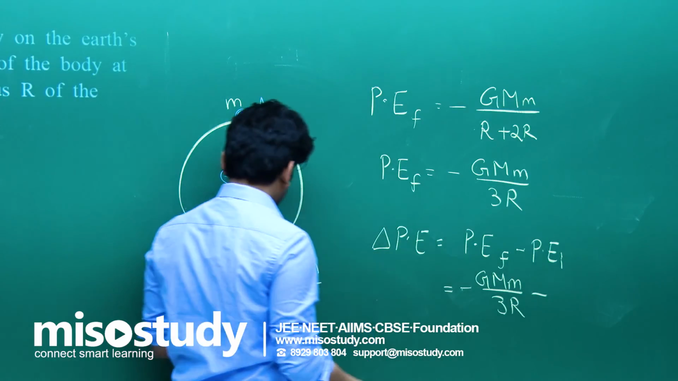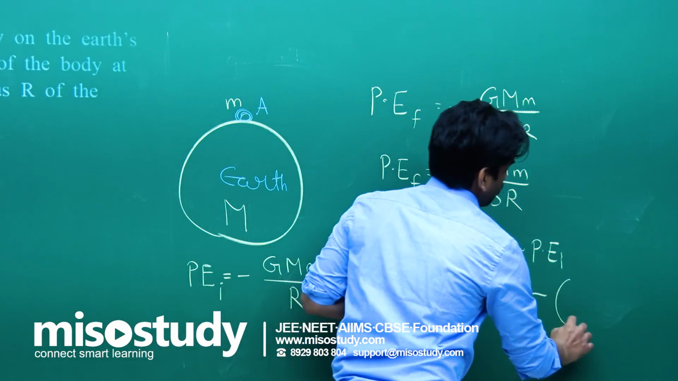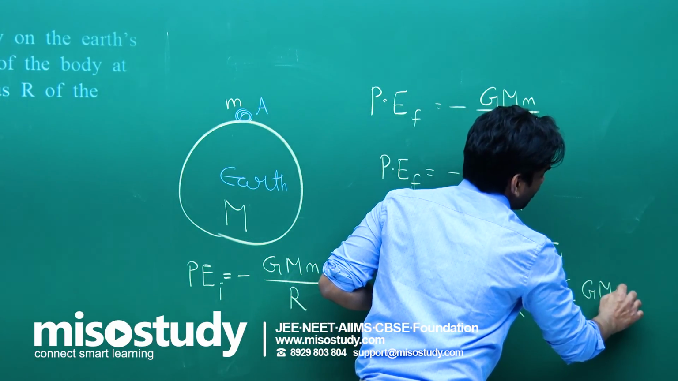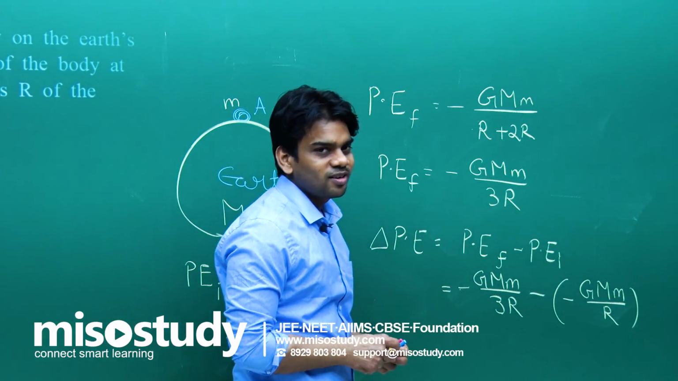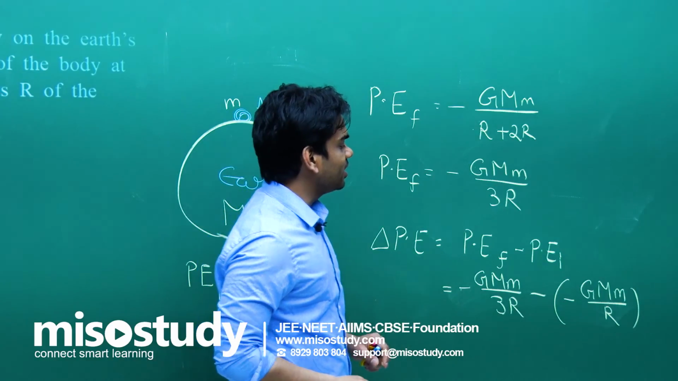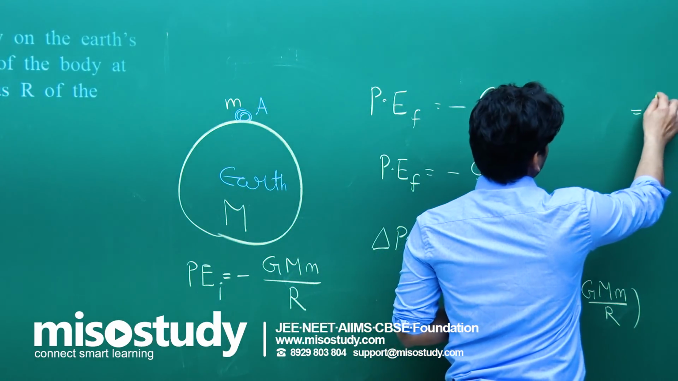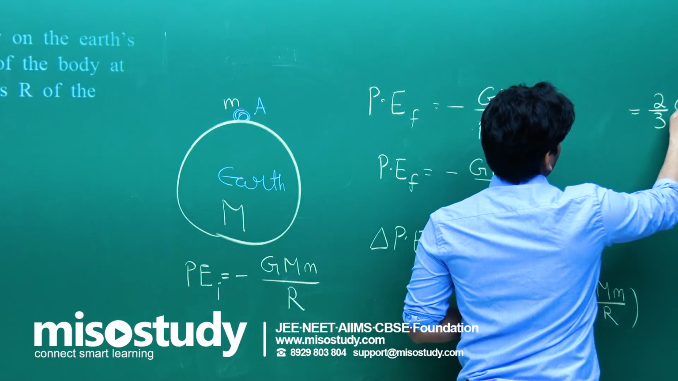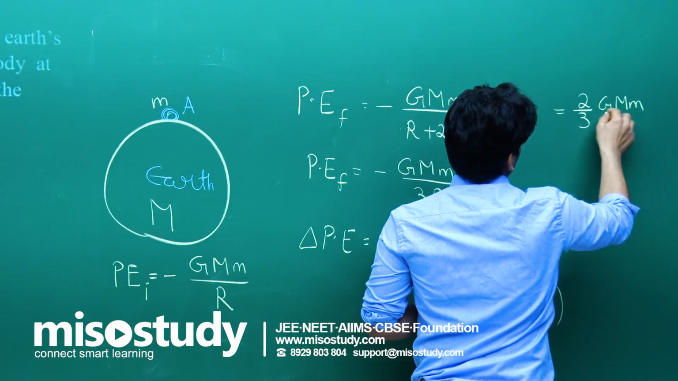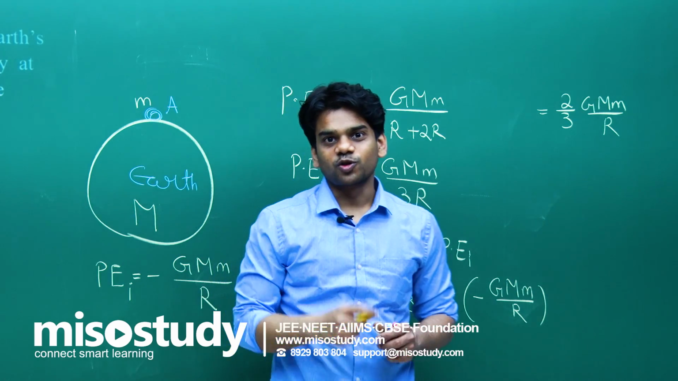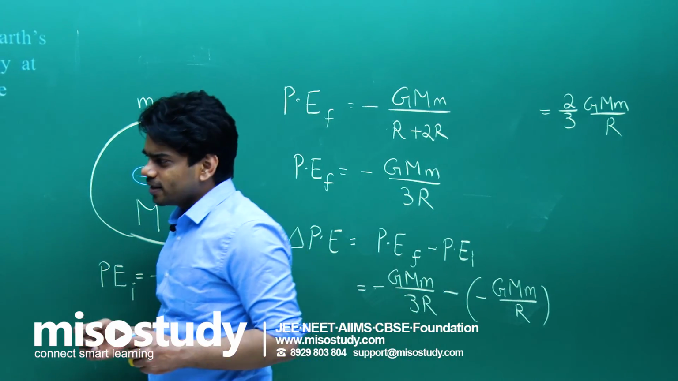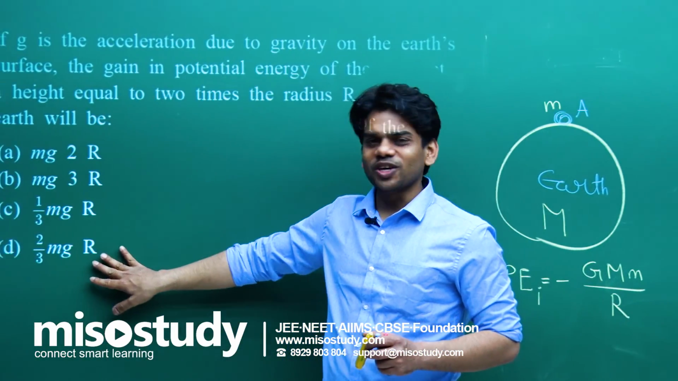minus, then this is minus GMm by R. So GMm by R minus GMm by 3R, you will be getting 2 by 3 GMm by R. So as we proceeded, we got 2 by 3 GMm by R. So this is your right answer, 2 by 3, and it's given in terms of mgR.